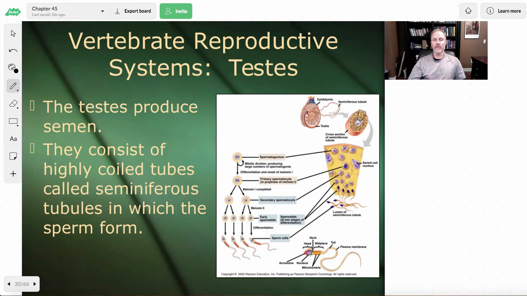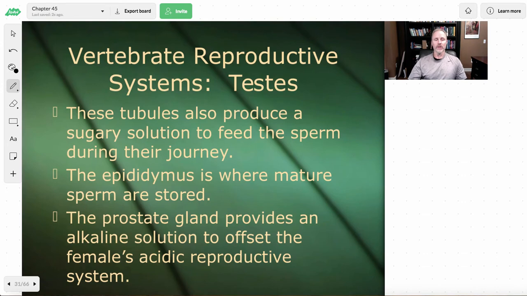Now, the testes, of course, produce the semen, and these consist of a bunch of highly coiled tubules called seminiferous tubules, where the sperm are going to form. The tubules also produce a sugary solution that's rich in fructose, and it's going to help the sperm on their journey during reproduction. The epididymis is where the mature sperm get stored. It's behind the testicles, and after the sperm have been made, they get stored there for reproduction.